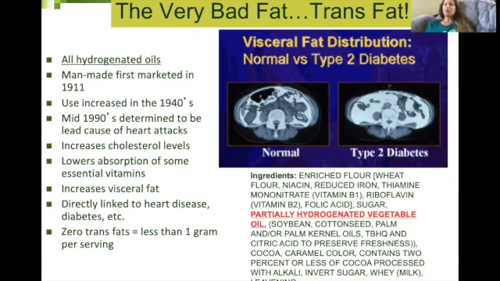How do you know if there's trans fats in what you're eating? Look at the ingredient label. Anytime you see the words partially hydrogenated, that's a trans fat.